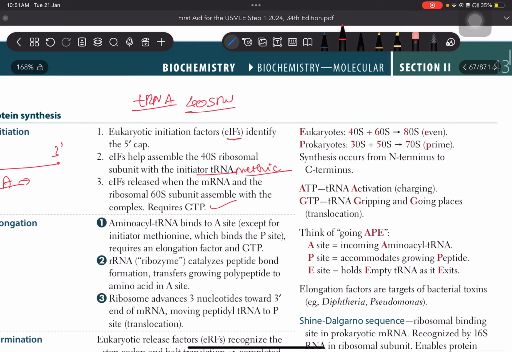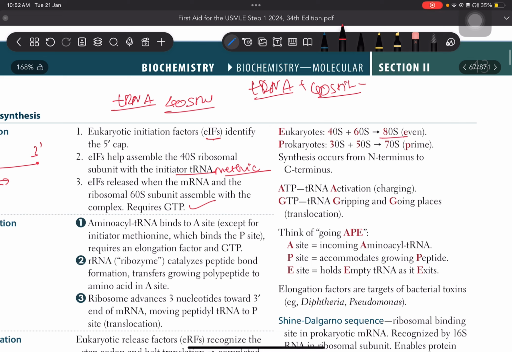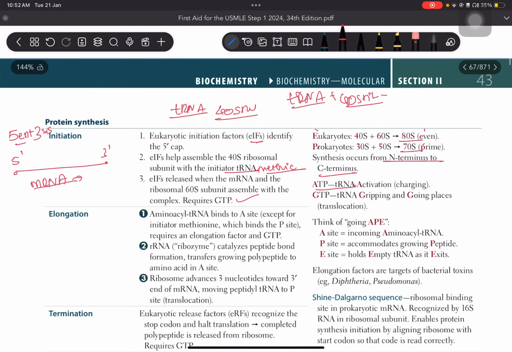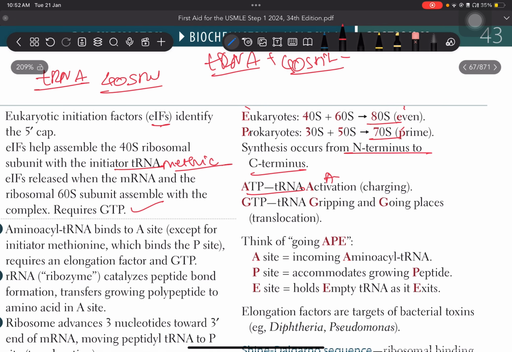What does this mean? You have tRNA and the 40S ribosomal subunit. In eukaryotes it's 80S, whereas in prokaryotes it's 70S. We know in eukaryotes it is an even number, in prokaryotes it's a prime number, 70S, since this occurs from N terminal to C terminal. ATP is for activation of tRNA, which we have already discussed during charging, done by aminoacyl tRNA synthetase. Here GTP is for translocation.